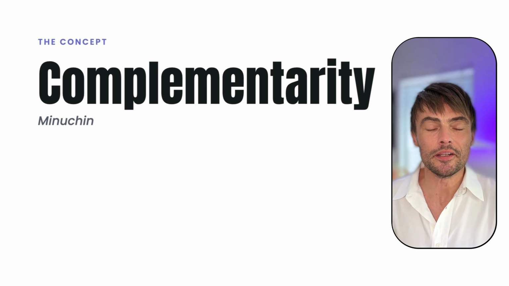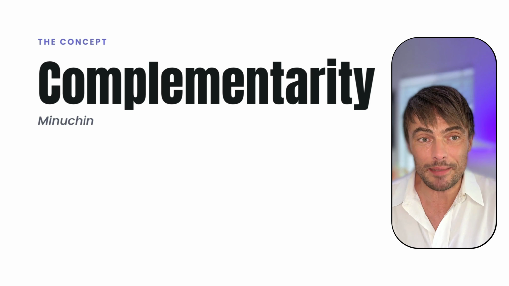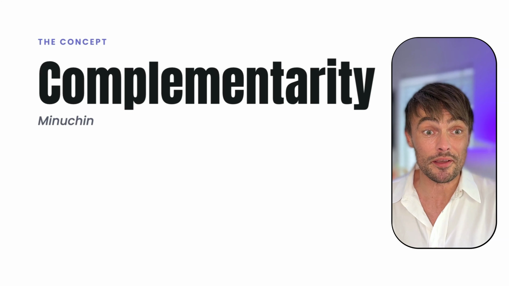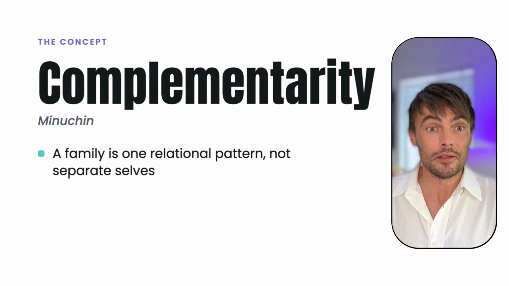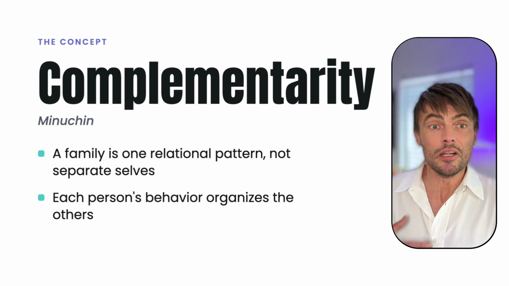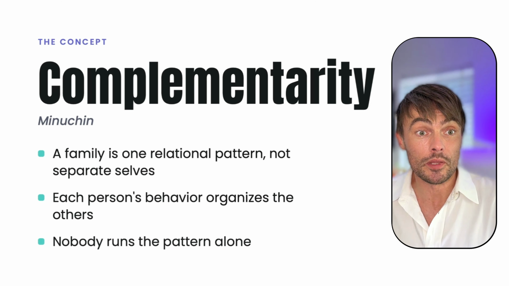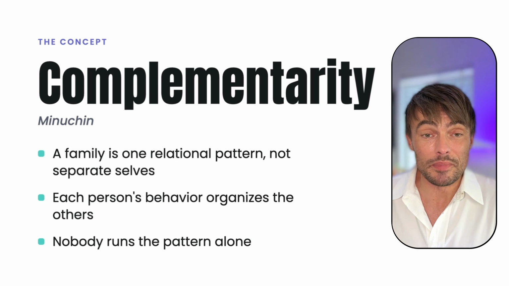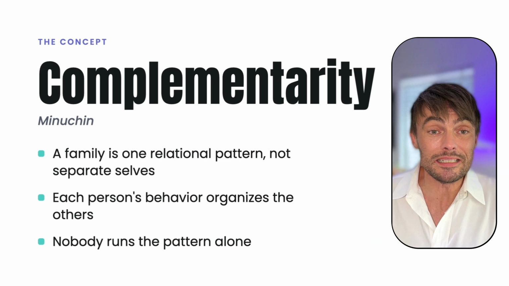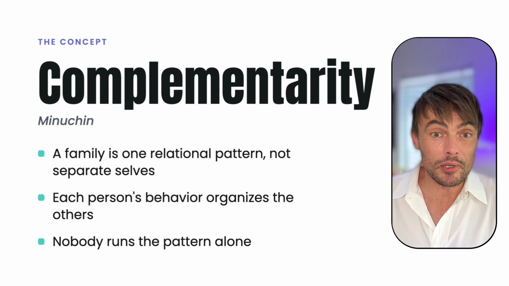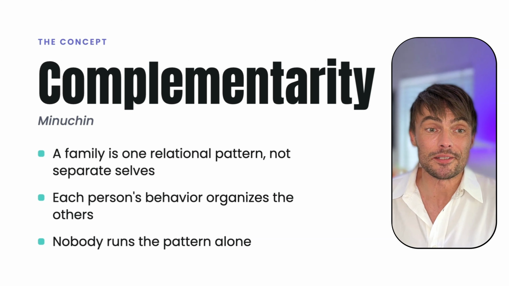Complementarity is the notion that reflects this really big systemic idea that family members are not just separate people reacting to each other, they're also parts of a larger relational pattern where each person's behavior organizes and influences the behaviors of other people. Or the way that I have to dumb this down in order to understand it for myself is that nobody's doing the pattern alone. Everybody has a part in keeping it going, even when nobody intends to.